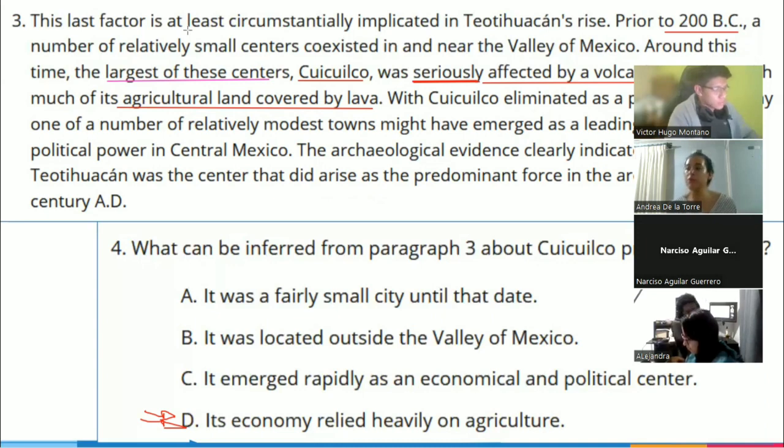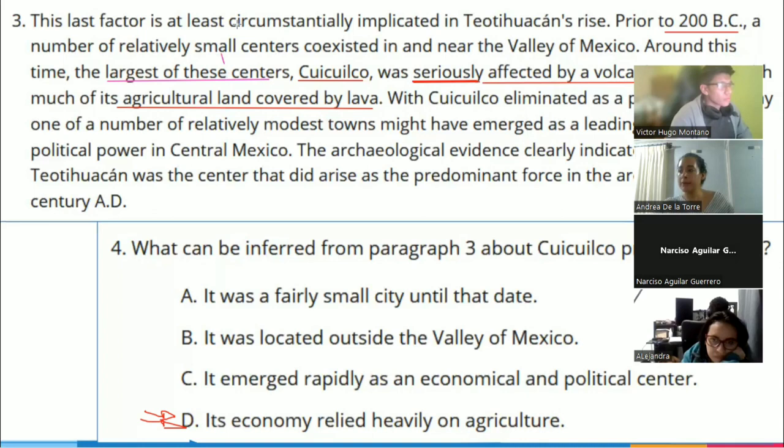So the first thing you need to do is try to see what you know so far about Cuicuilco prior to this time. What information do you actually have related to the topic that you can use to draw the conclusion? Now, what do we know about Cuicuilco prior to 200 BC? First thing we know is that it was the largest of those centers that coexisted in and near the Valley of Mexico, right? What is Cuicuilco? It was the largest of those centers that coexisted in and near the Valley of Mexico. Now, what else do we know?